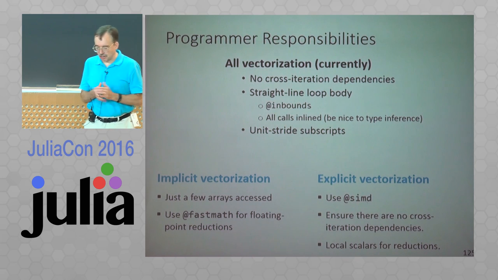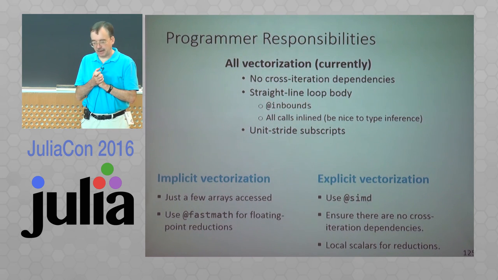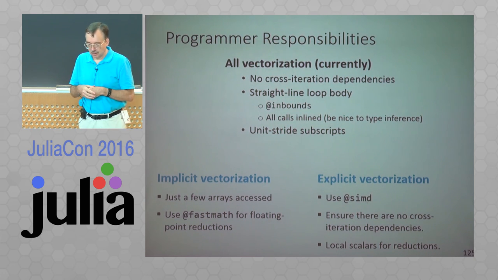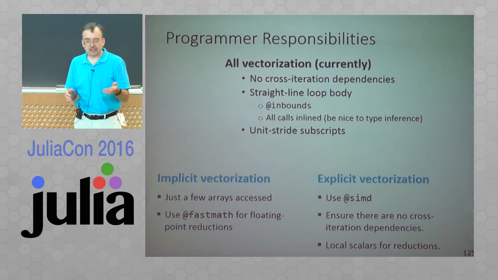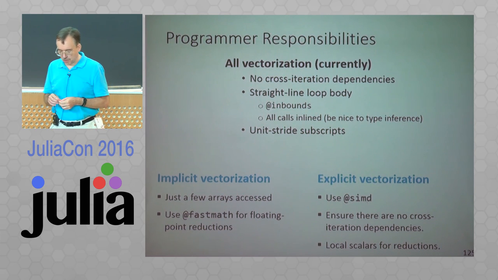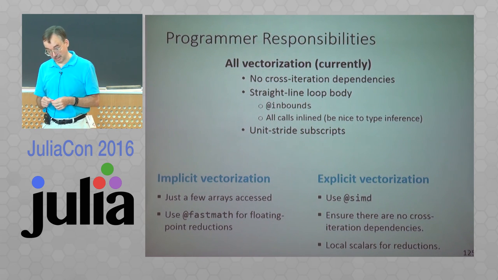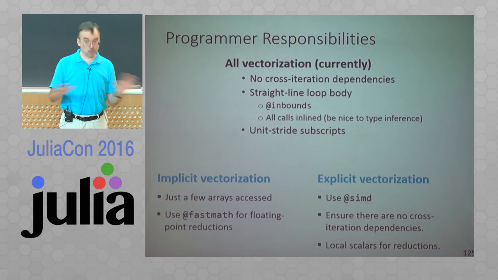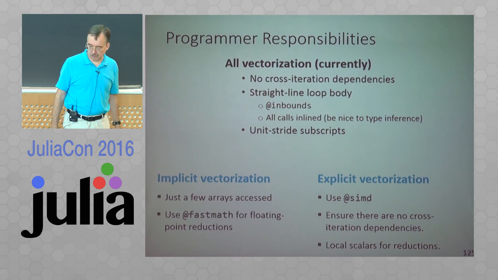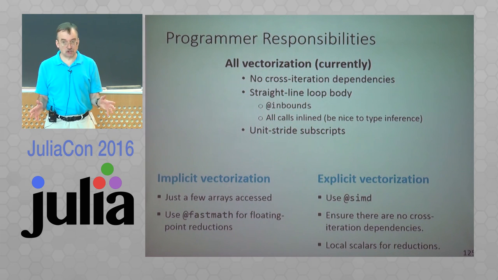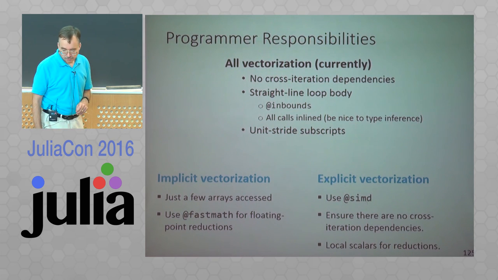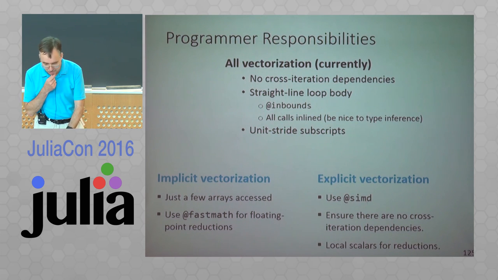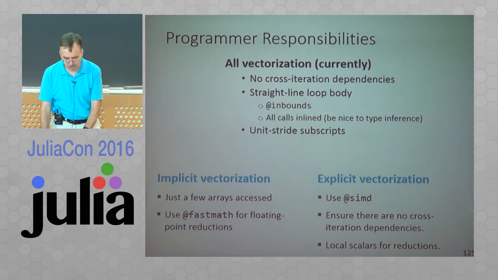So the implicit vectorizer actually does pretty well sometimes. If you slap in the inbounds, the implicit vectorizer sometimes will just do the rest, as long as you're just touching a few arrays. If you're running into trouble with floating point reductions, maybe the fast math is enough. And then there's explicit vectorization, where you're hitting the compiler on the head and saying, yes, please vectorize, or at least saying there's no problem, trust me. You throw @simd on the loop. Make sure there are no cross-iteration dependencies, because you said trust me; if there are cross-iteration dependencies, you'll get strange answers. And you do your reductions in local scalar variables, and the compiler just recognizes the pattern.